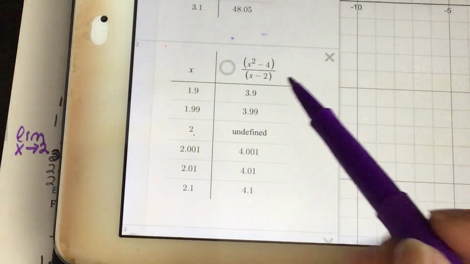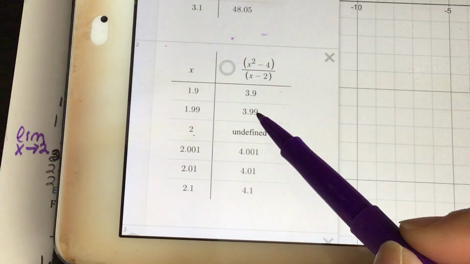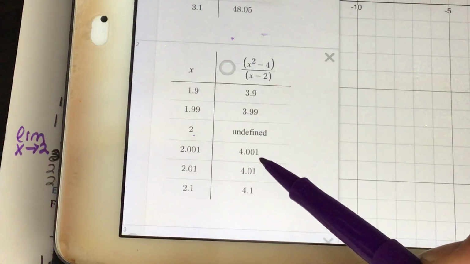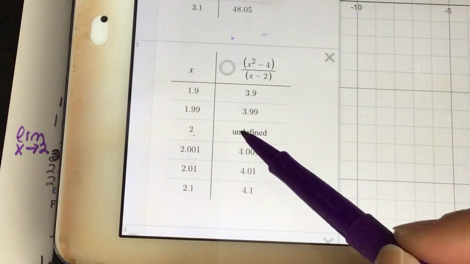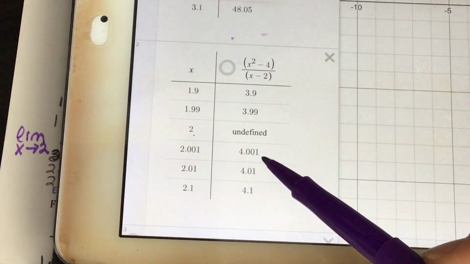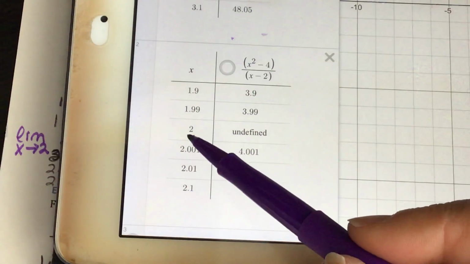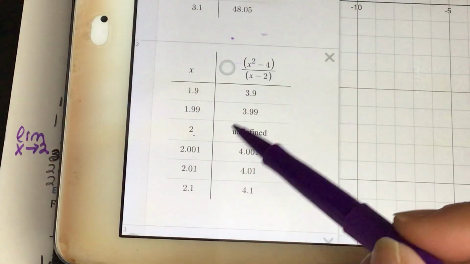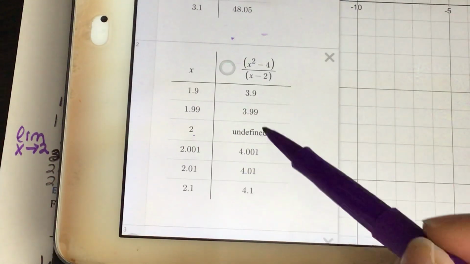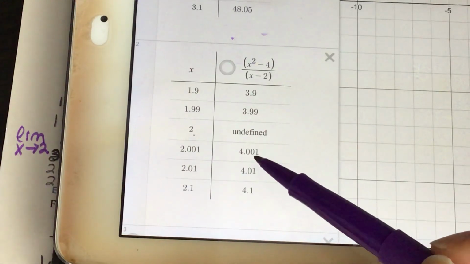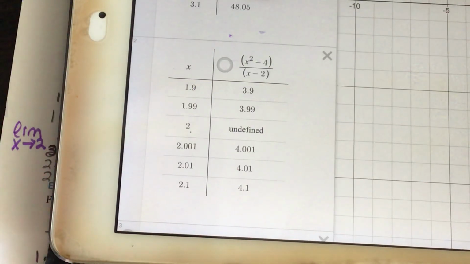Okay, so if I look at these, 3.9, 3.99, 2 is still undefined, but here I have 4. So if I were to pick a number to put in here between 3.99 and 4.001, I would probably choose 4. All right, so in this case, the limit as x approaches 2, even though the value is undefined, those values around 2 are getting closer and closer to 4. All right, so that's what a limit is.